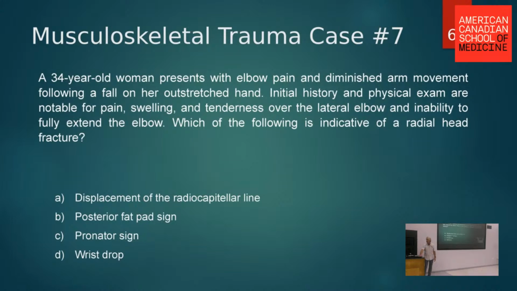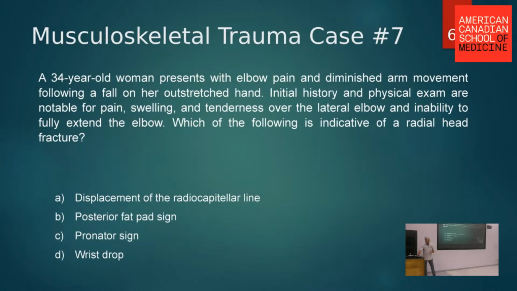Which of the following is indicative of a radial head fracture? Should we give you a wrist drop? No. You get that with a distal humerus fracture, radial nerve. Posterior fat pad sign, we'll get to an x-ray, we'll show you what the fat pads are there. So fat on an x-ray turns out what color? It's black. Fat on an x-ray is black, just like air on a chest x-ray is very black. So fat is black on an x-ray. This radial capitellar line, that's really more of a supracondylar fracture.